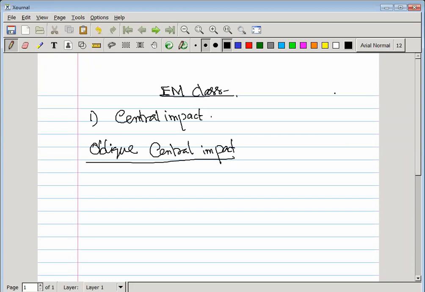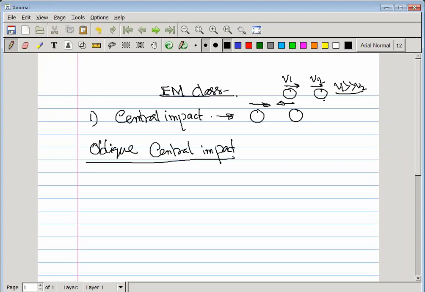In oblique central impact, what we have seen previously in the central impact is that one body and another body move towards each other and collide, right? Or maybe one body with higher velocity and the other body with less velocity. Suppose it is v1 and v2, maybe the condition is like that. So that is also a possibility of impact.